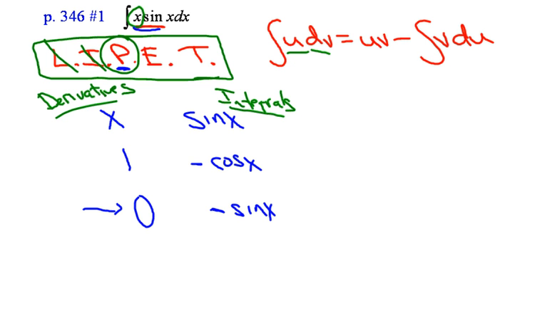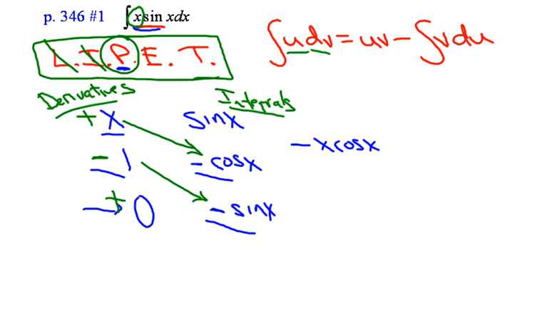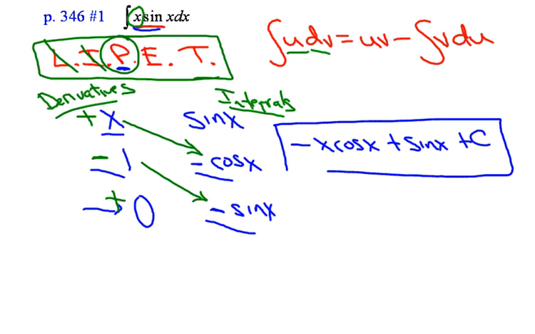Now I alternate signs. My first sign is positive, negative, positive. I come across here, and I can see my answer. I've got x times negative cosine of x. That gives me negative x cosine of x. And then I see a negative 1 and a negative sine of x. Multiply that, I get a positive sine of x. And then don't forget, plus C. And that completes our first problem.